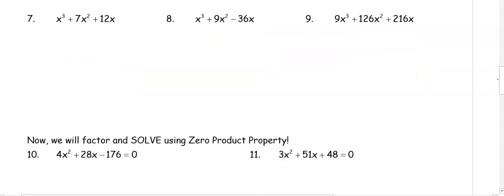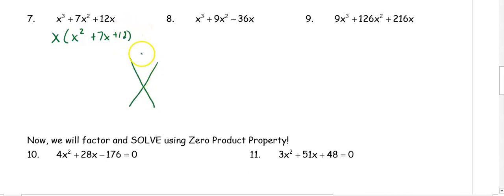In number 7, all three terms have an x, but we only want the first two terms to have an x. So because it is x cubed, we want to take an x as our GCF out. So when we do that, we leave an x out front and everything decreases by 1x. So we have x squared plus 7x plus 12. Now we can box factor.